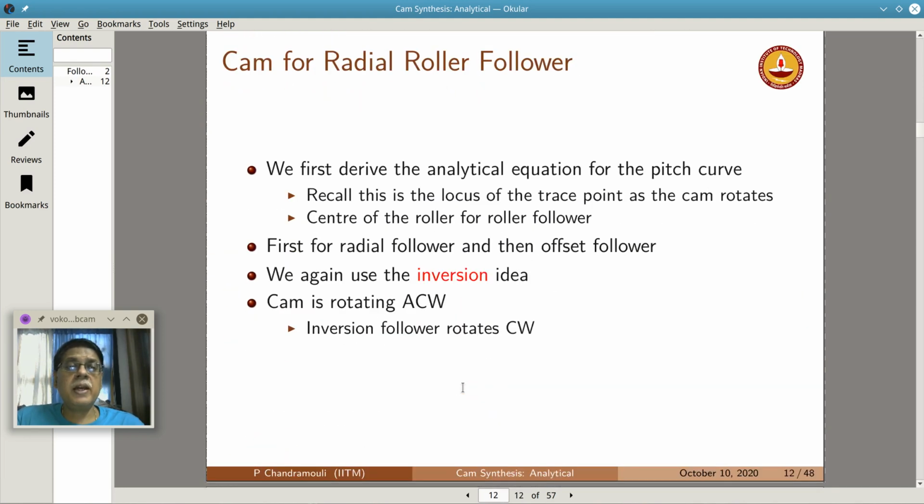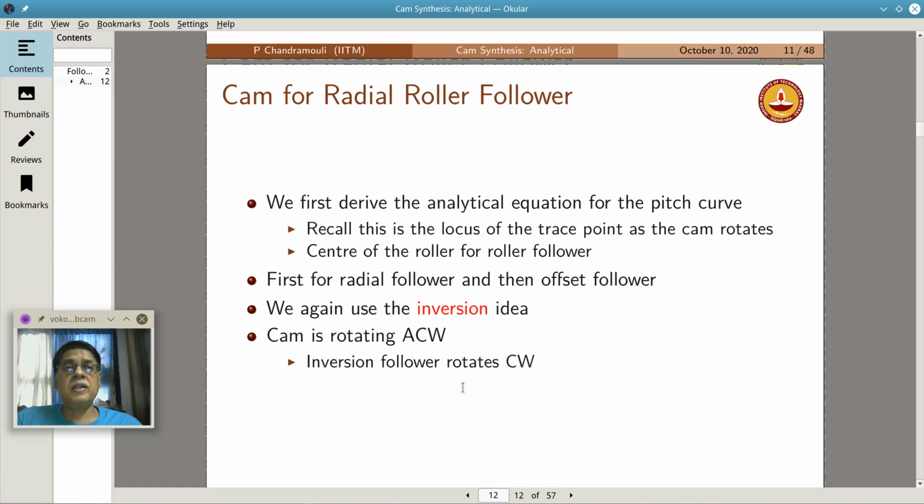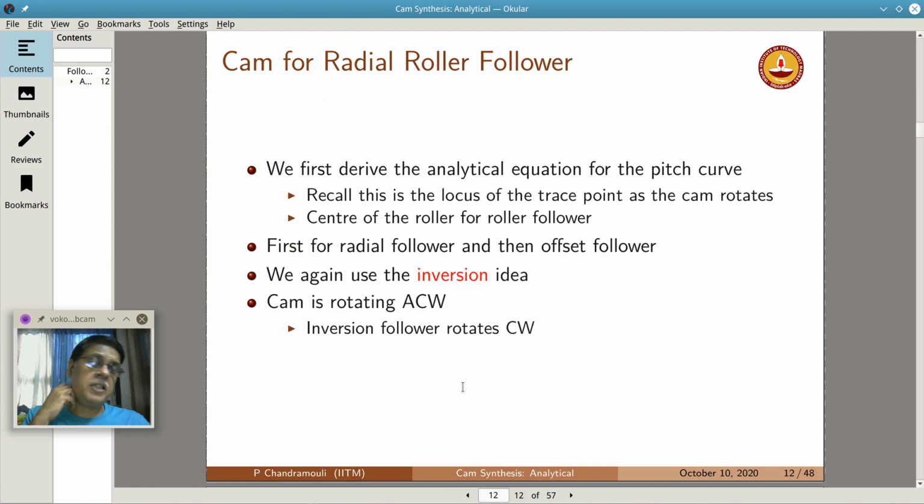Now we go back to the design. So you remember we started off with the follower motion, and then we said, okay, look, graphically I'm going to construct the cam for a radial roller follower. Then we did a cam with an offset roller follower. So we are going to now start off an analytical method rather than rely on the graphical method. We are going to develop analytical equations first for the pitch curve. Remember that the pitch curve is the locus of the trace point as the cam rotates. So obviously the trace point for a roller follower is going to be the center of the roller. And we do this first for the roller follower, radial follower, and then we will do it for the offset follower.